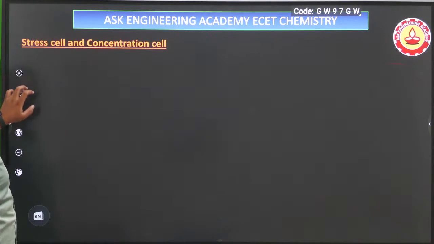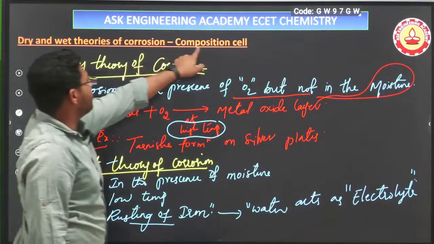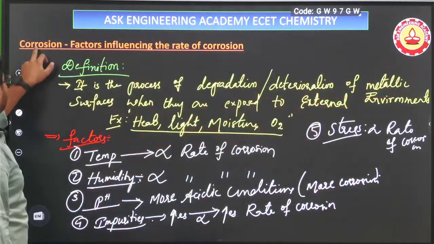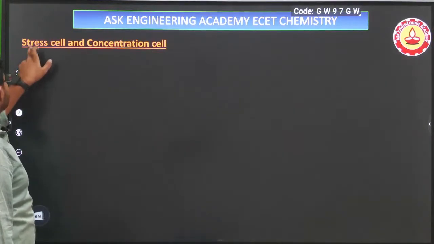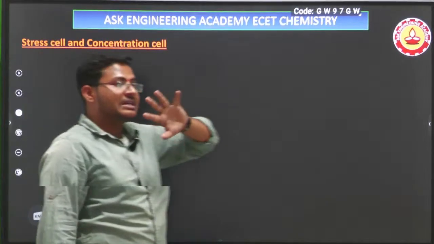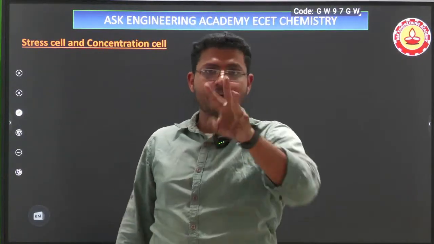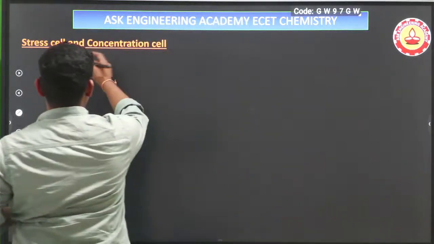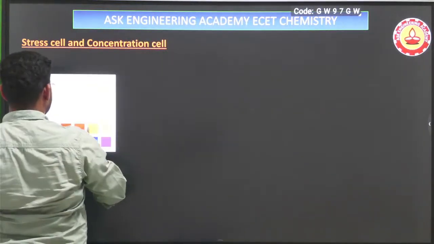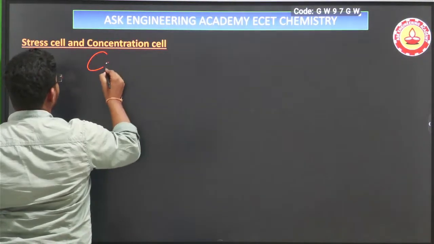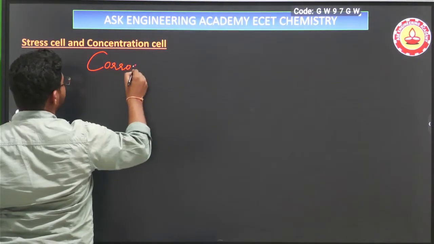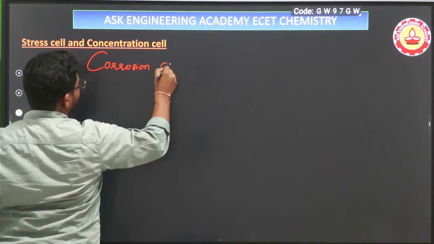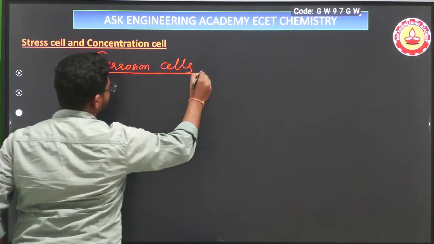Now we are moving on to composition cell, stress cell and concentration cells. These are the three cells which are examples of corrosion cells. So these are called corrosion cells. What are corrosion cells? I will explain.